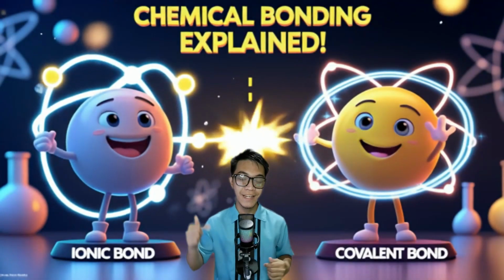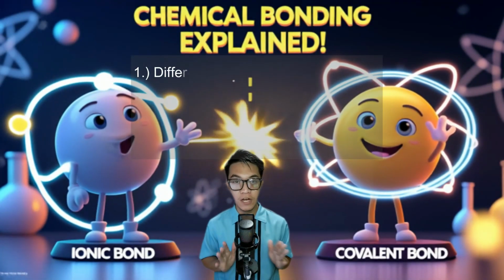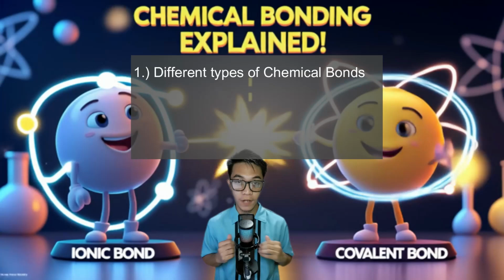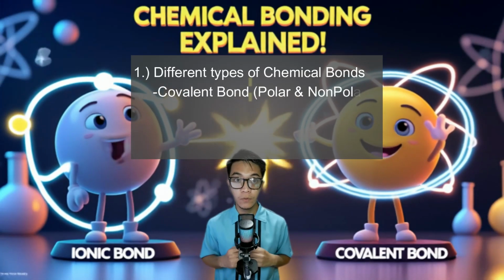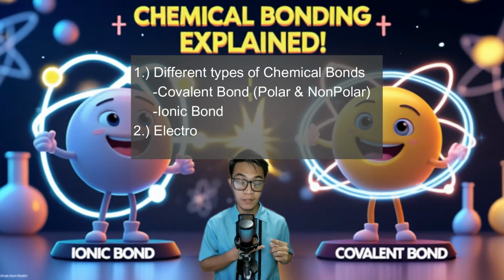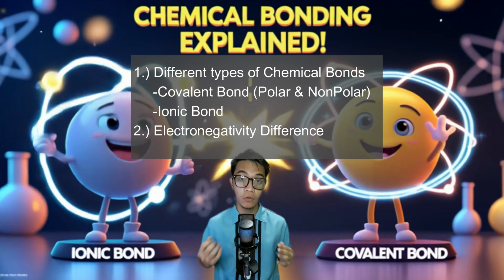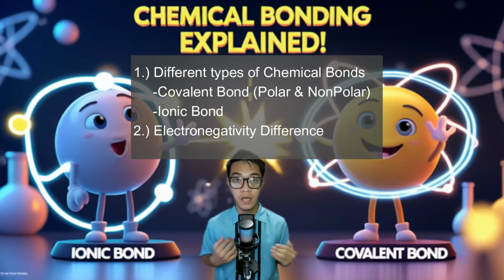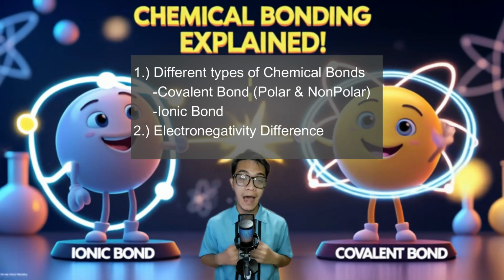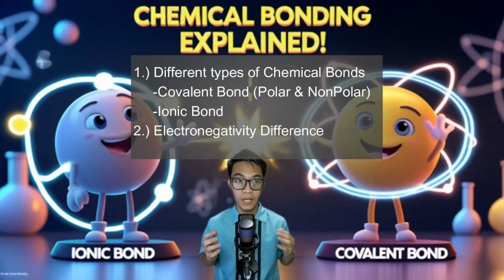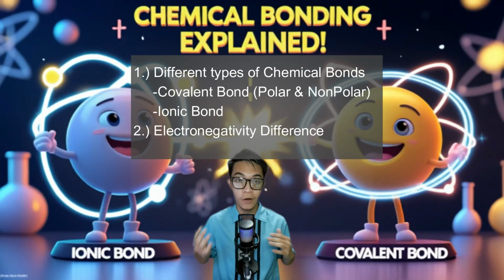Hello students, in this lesson, we will be discussing the different types of chemical bonds. Specifically, we will discuss covalent bonds, both the polar and non-polar covalent bonds, the ionic bonds, and how to calculate what type of bond we will be getting out of a compound.